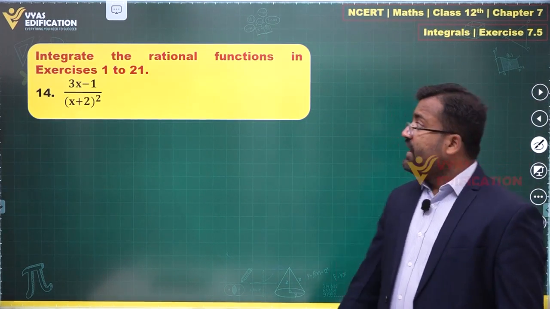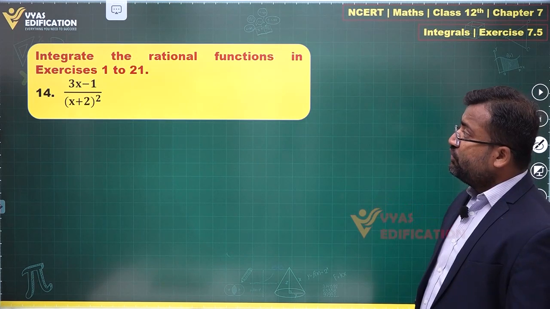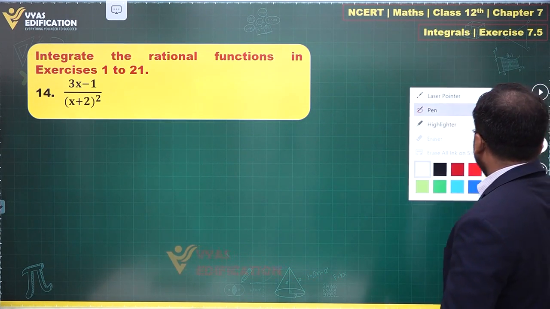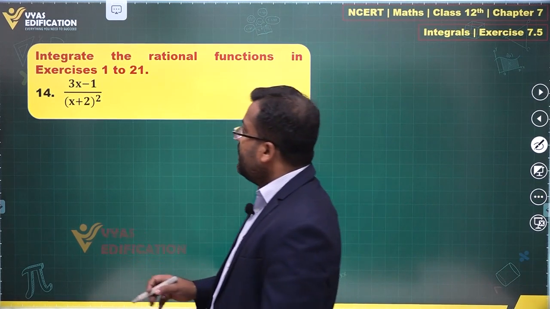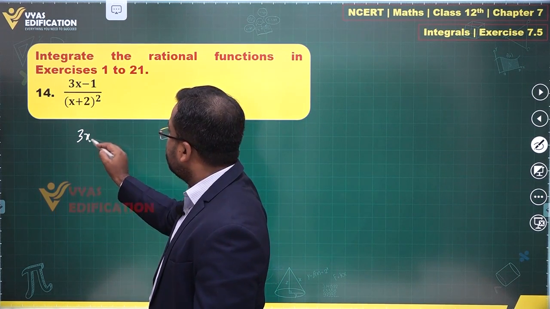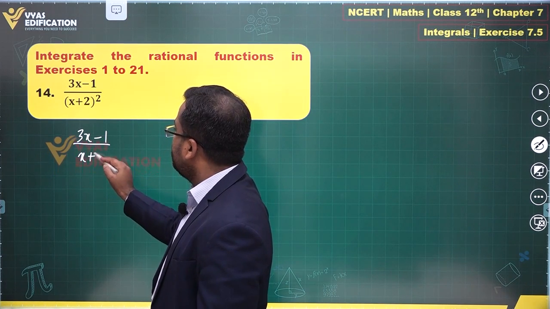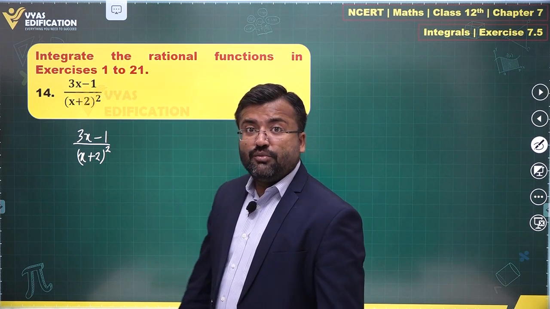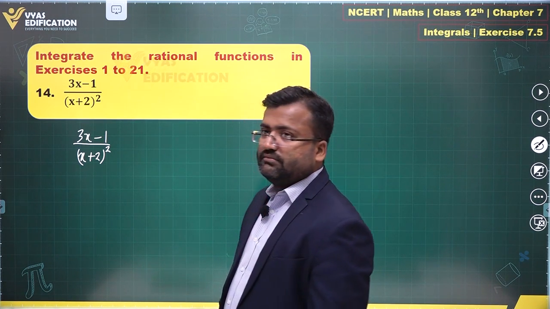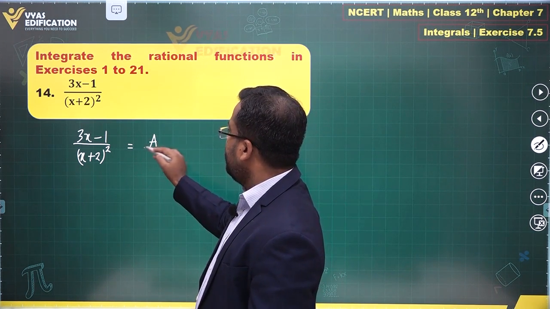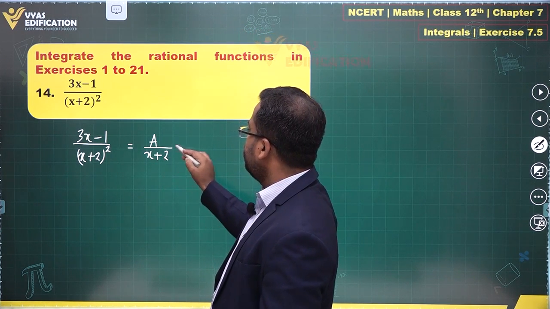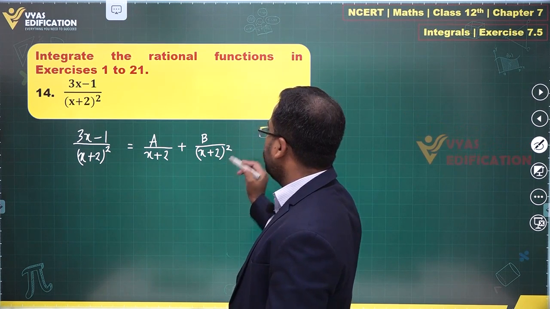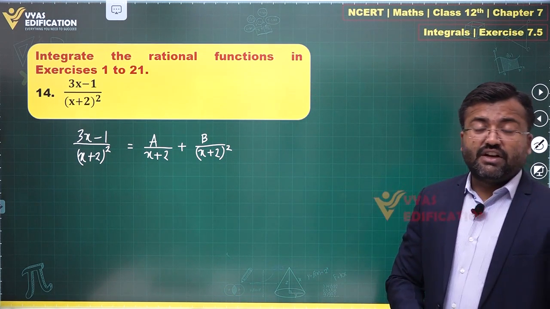In the 14th question, we have linear upon x plus 2, the (3x minus 1) upon (x plus 2) whole square, right? How do we integrate this? So integration will not be difficult, right? This (3x minus 1) upon (x plus 2) square can be simplified with the help of conversion into partial fractions. And what will be the partial fractions? A upon x plus 2 is one of the terms, plus b upon (x plus 2) square is what you'll get, right? That is the partial fraction that you'll get.